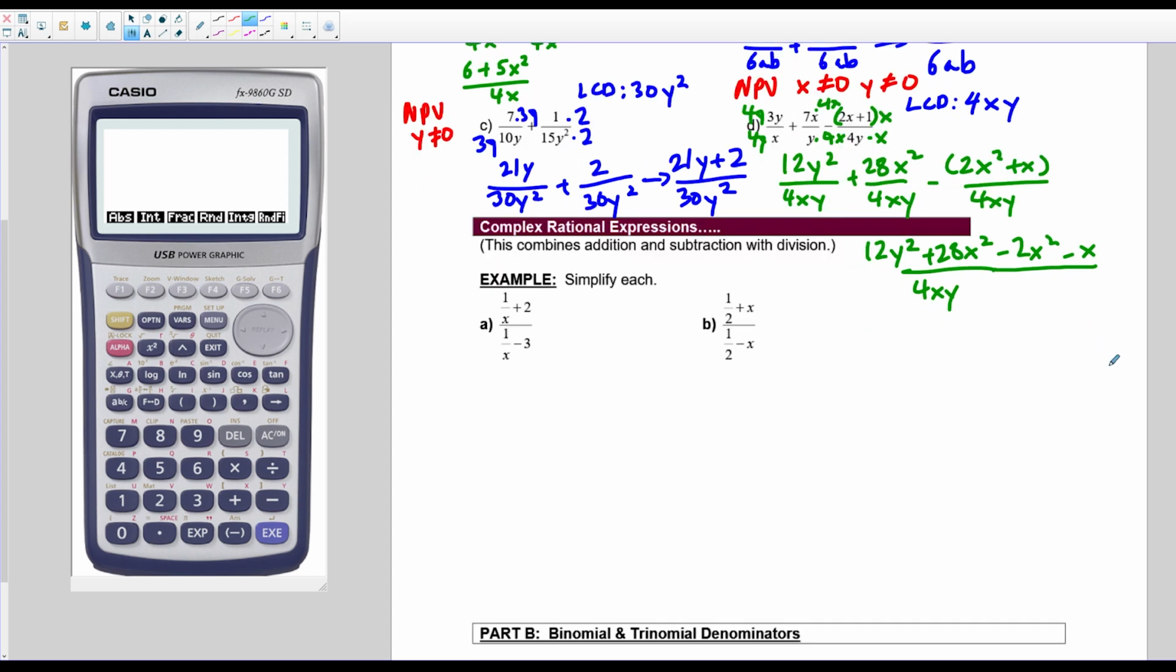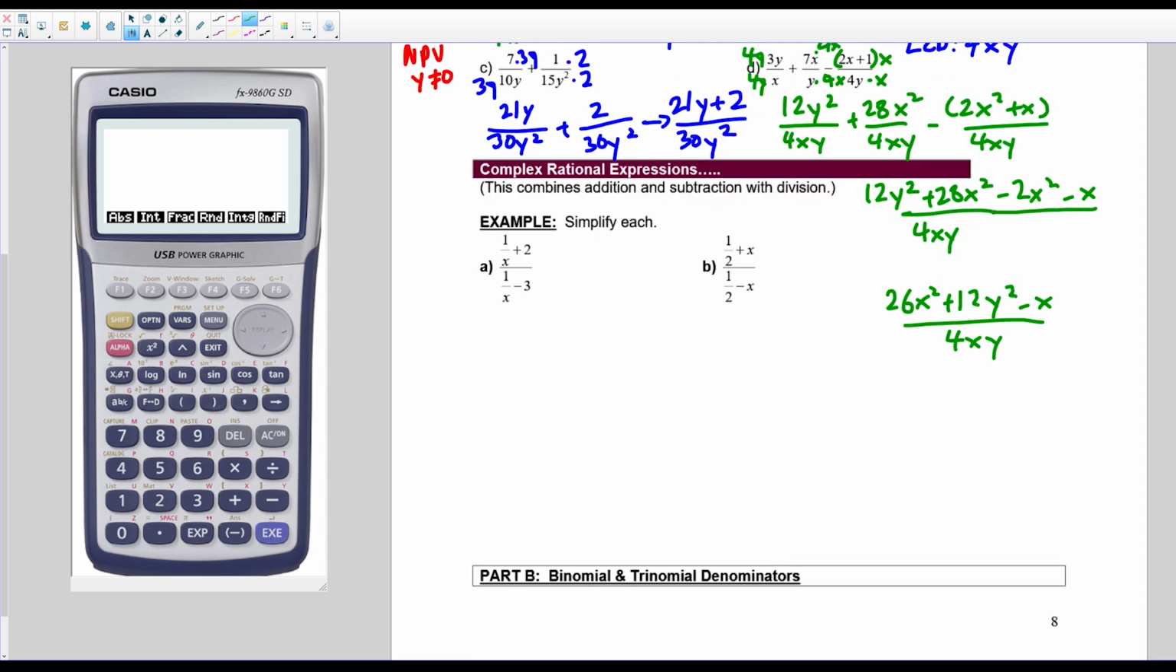So once I simplify everything, I end up with 28x squared minus 2x squared. That leaves me with 26x squared. Then I have plus 12y squared minus x, and that's all divided by 4xy.